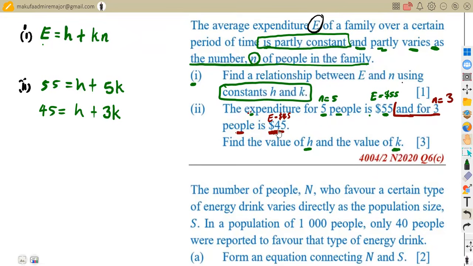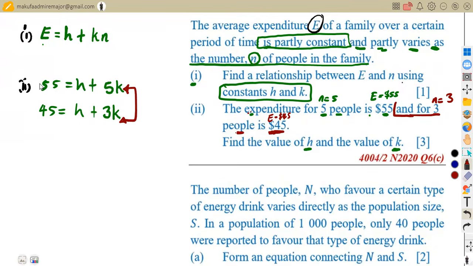After here, you are asked to find H and K. This is not variation. You are given 2 equations with H and K. How do you find the value of H and K? Meaning to say we are back to our simultaneous equations in this case. These 2 equations are simultaneous equations where we've got 2 unknown values.